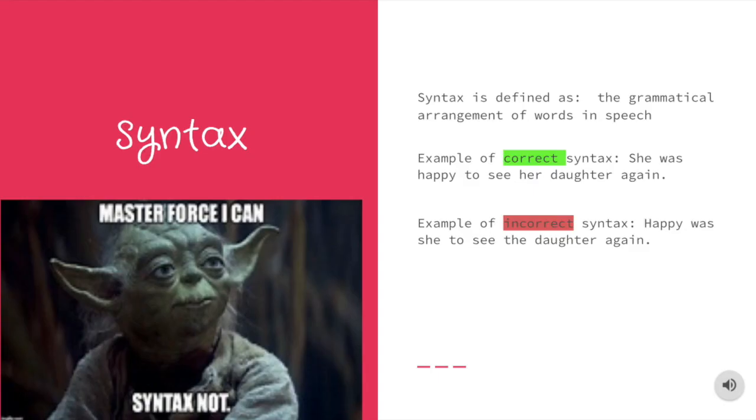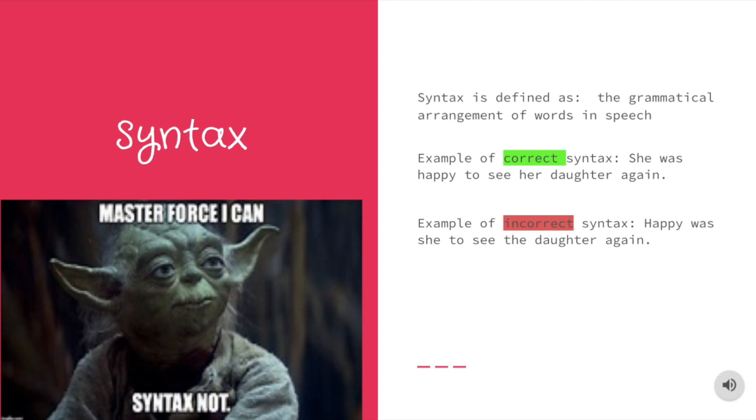So today I'll be talking about syntax, and syntax is defined as the grammatical arrangement of words in speech. So this would be my sentences right now. My words are just flowing. I'm not really thinking about the way my words need to be arranged. So a perfect example for me that I think of would be Yoda.